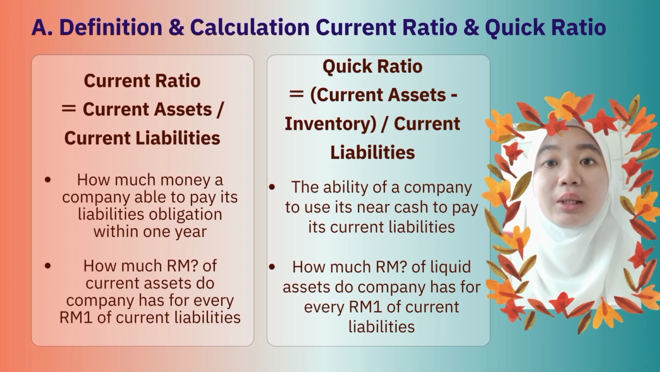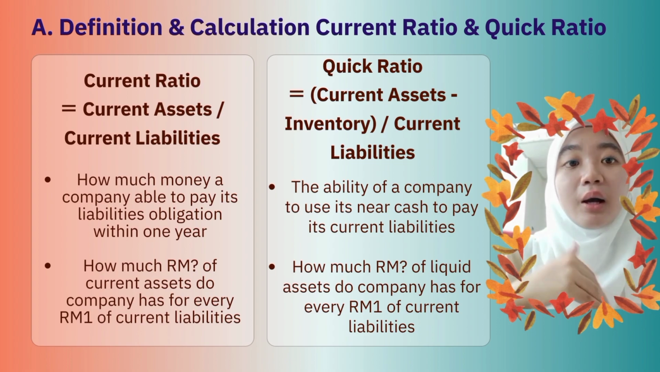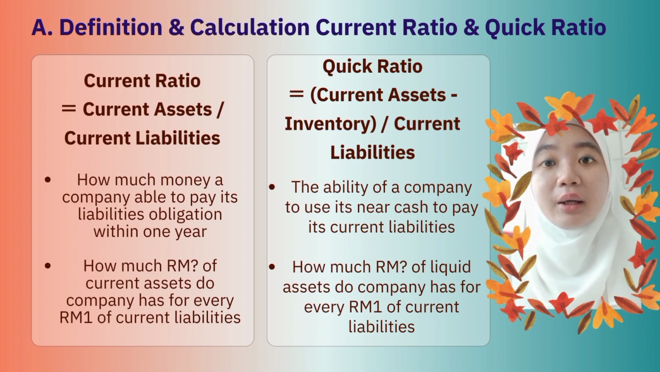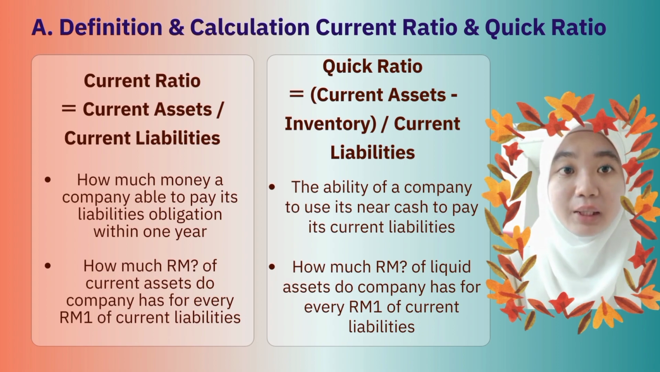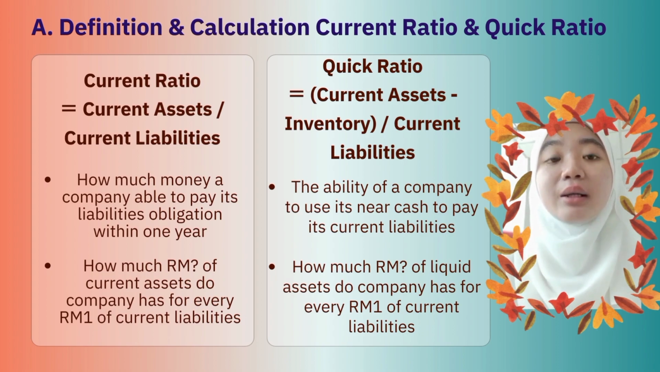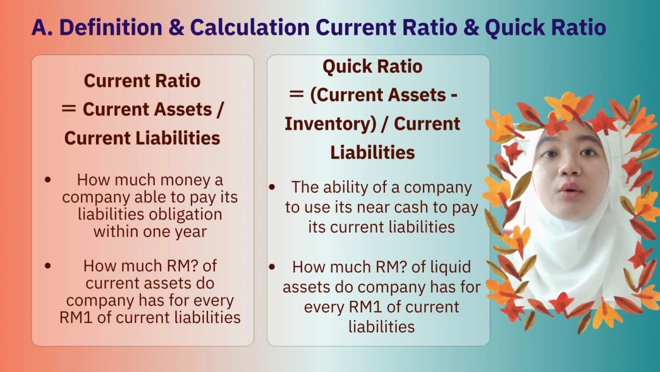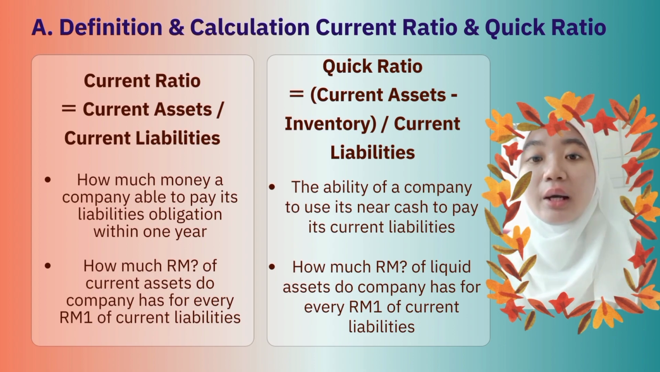So this means how many ringgit the company can provide from the current assets to pay every 1 ringgit of its current liabilities. That is what the current ratio means. Now we will explain the quick ratio. Actually, the quick ratio is an extension of the current ratio.